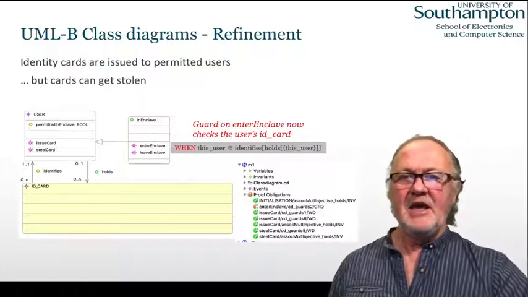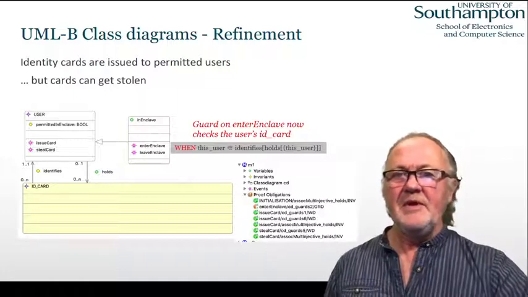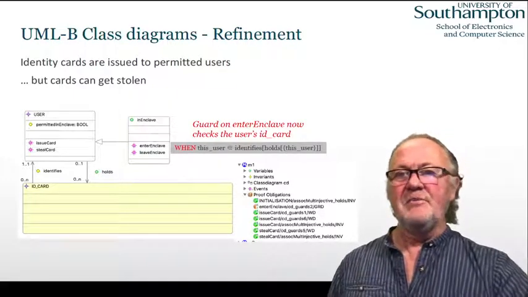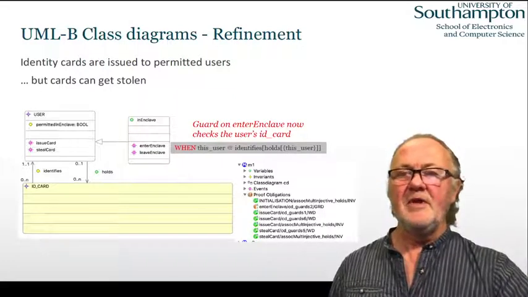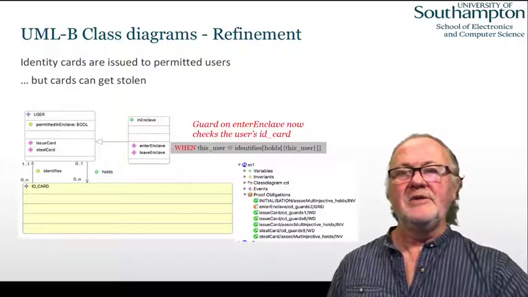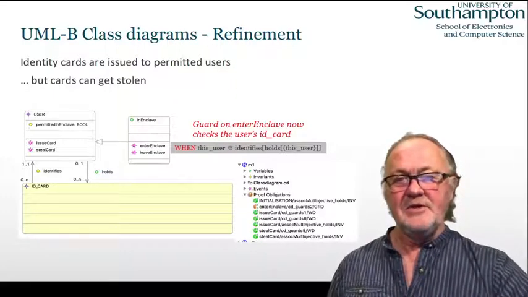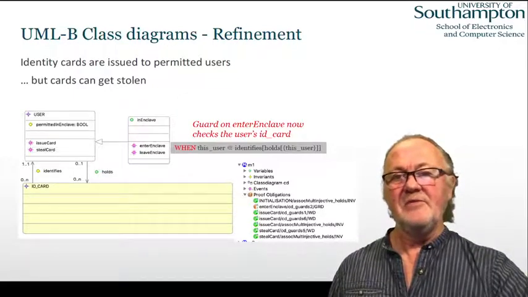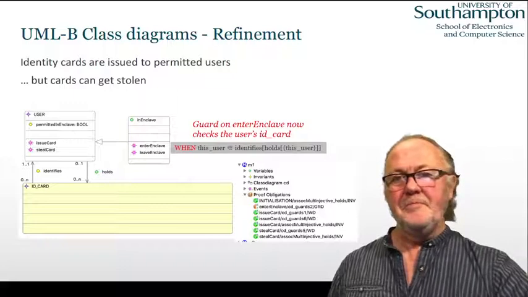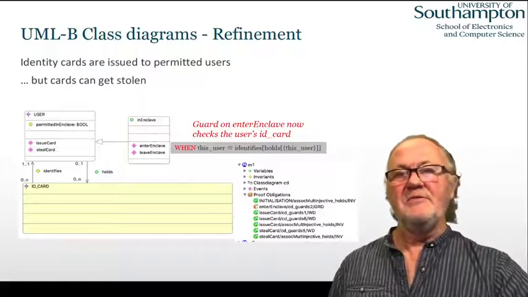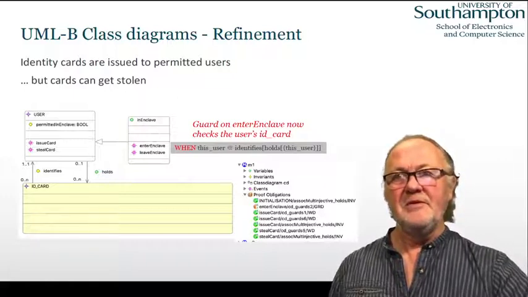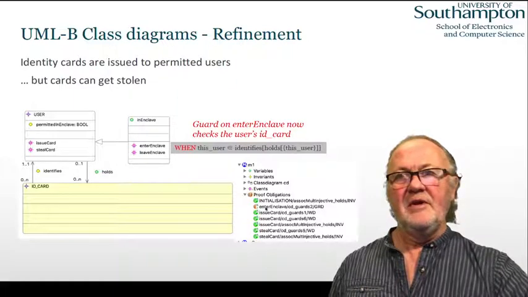This is because we need to be careful not to accidentally exclude real world behavior, as that might hide a security problem. But now we can change the guard of the enter enclave method so that it uses the new identity cards, so it can check that the user holds a card that identifies themselves. But at this stage, the prover cannot prove that this is equivalent to the abstract guard about permission. You can see there's a brown proof obligation, which means that it's not been proved.